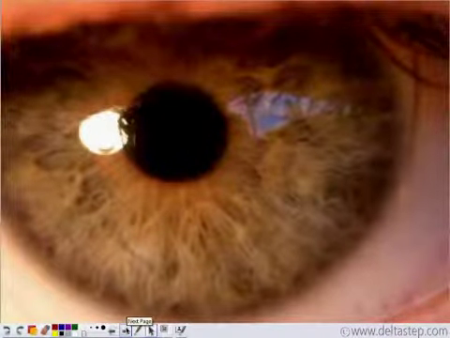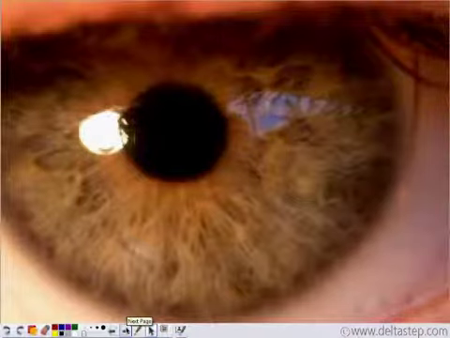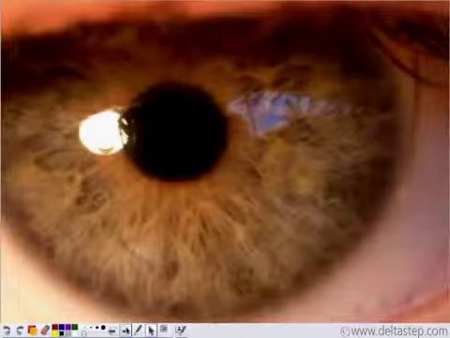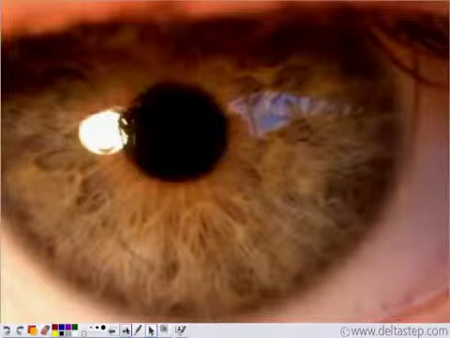Well, there are muscles present in the iris which can contract and relax. And this regulates the constriction and dilation of the pupil. That regulates the amount of light entering into the eye.